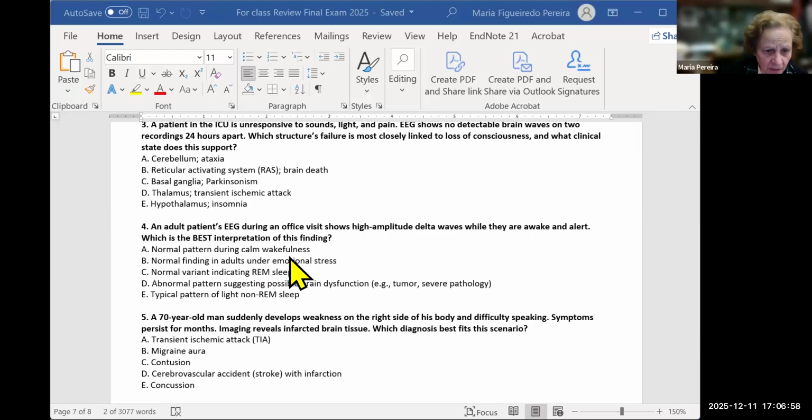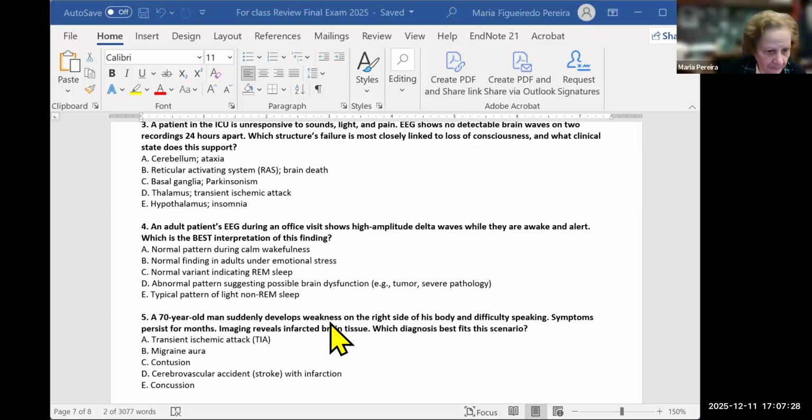Normal pattern during calm wakefulness. Normal finding in adults under emotional stress. No, that's theta waves. Normal variation indicating REM sleep. Abnormal pattern suggesting possible brain dysfunction. Right, because the delta waves are specific for sleeping. So if the patient is wide awake, that means there's something wrong.